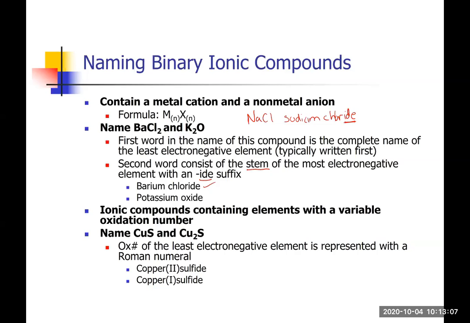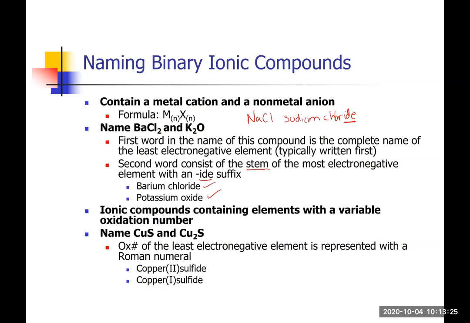If we name K2O, we know the full name of the least electronegative element is potassium. And we're going to use the stem of oxygen, which is ox, and the suffix is going to be IDE. So that is potassium oxide.